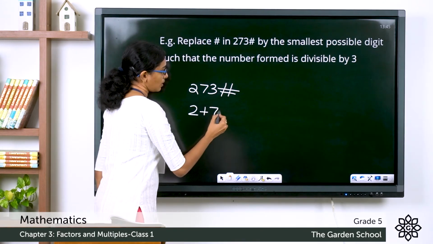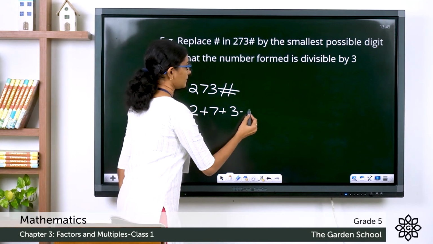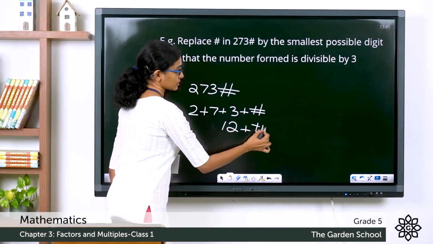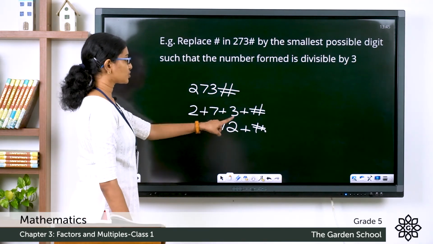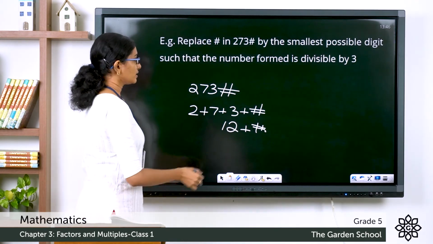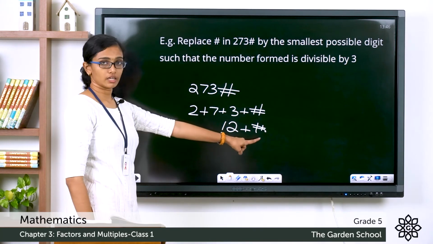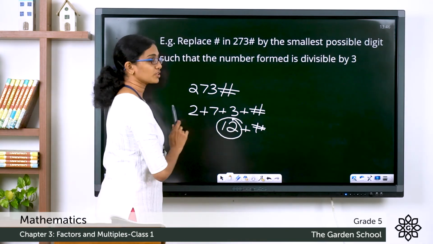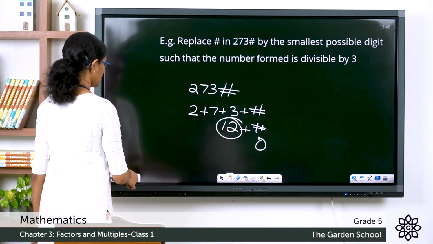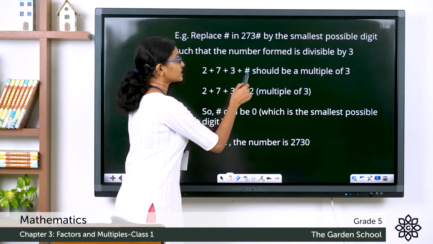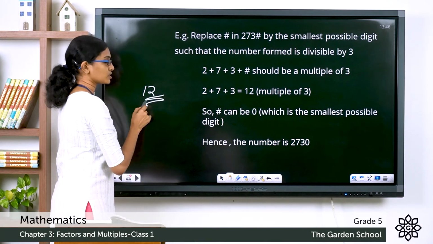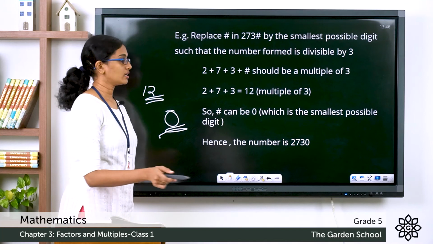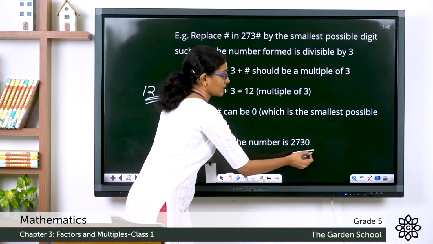So let's first take the sum of the digits. So it is 2 plus 7 plus 3 plus hash. We get 2 plus 7, 9 plus 3, 12 plus hash. It should be a multiple of 3, right? This 12 is already a multiple of 3, right? We're asked to find out the smallest possible digit that can come here, right? So what is the smallest possible digit that can come here so that this 12, which is a multiple of 3, won't change? It must be 0, right? So if 0 comes here, 2 plus 7 plus 3 plus 0, the sum remains 12 itself, which is a multiple of 3. So the smallest possible digit that can come in place of hash is 0. So the number will be 2730. I hope this is clear to you.